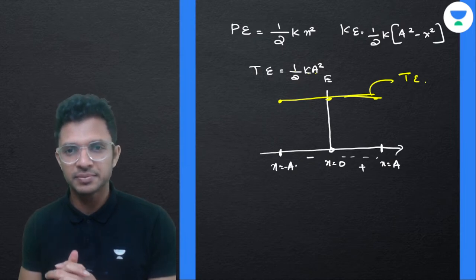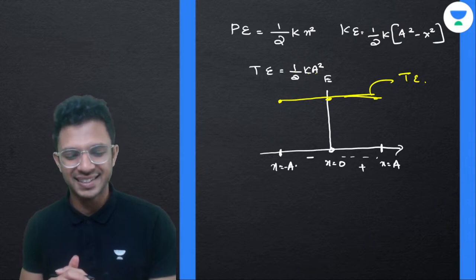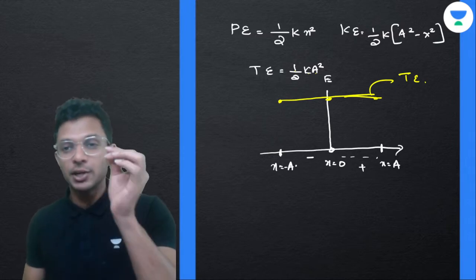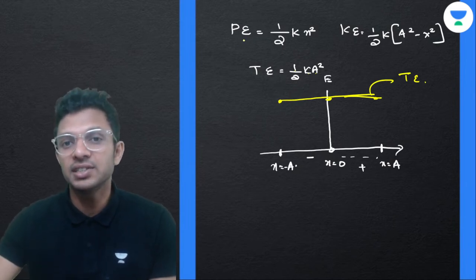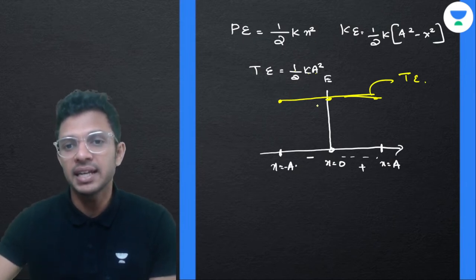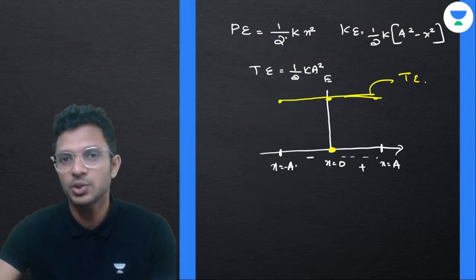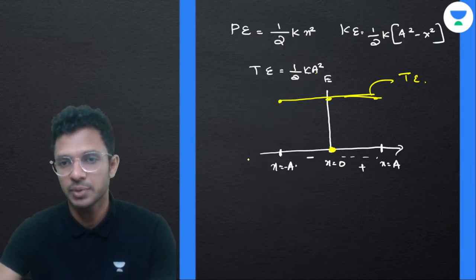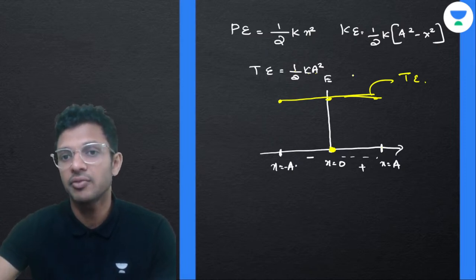ठीक है, समझ में आ गया? Okay. Now देख ले, total energy का बात तो हो गया. Now आप देख ले, potential energy. Potential energy when x equal to 0 कितना? Here, putting x equal to 0, half k 0 square, 0, मतलब potential energy इधर 0 है. When x equal to a, potential energy is half k a square इधर.